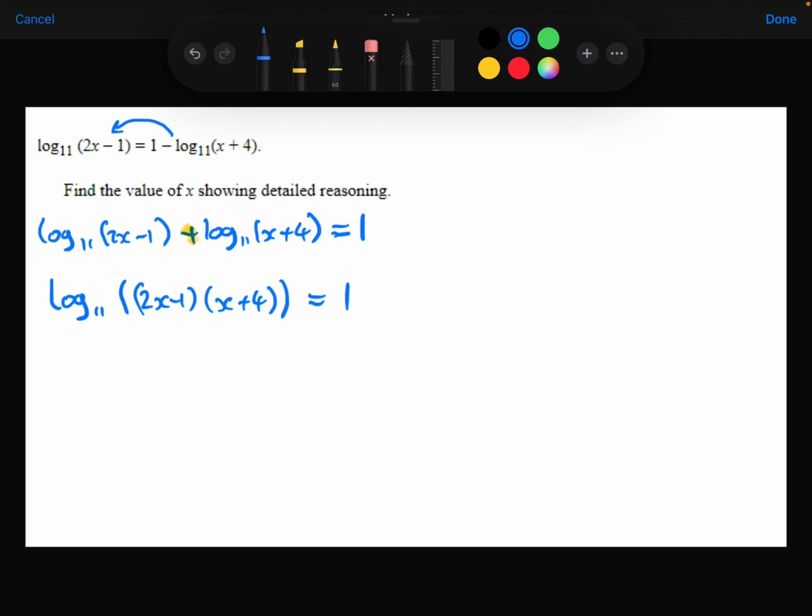I can now remove the logarithm because I've got the log by itself. So the inverse of log base 11 is 11 to the power. So removing that from both sides, I'll have 11 to the power 1, which is just going to be 11. I can expand these brackets on the left-hand side to get 2x squared plus 8x minus 1. So no, minus 4.